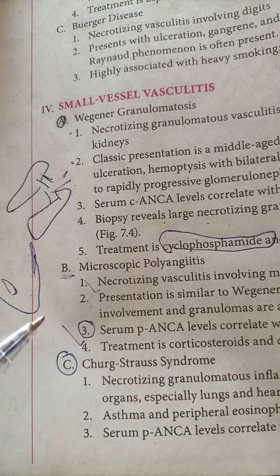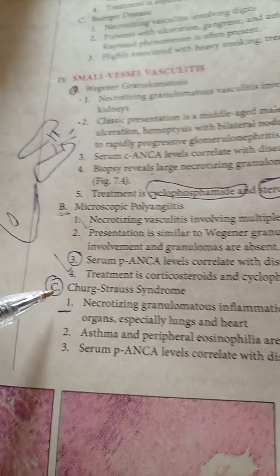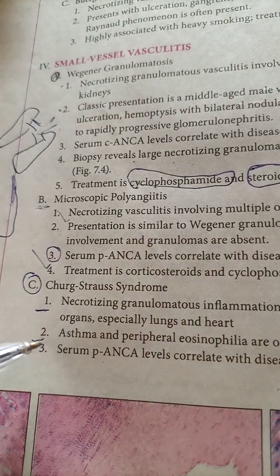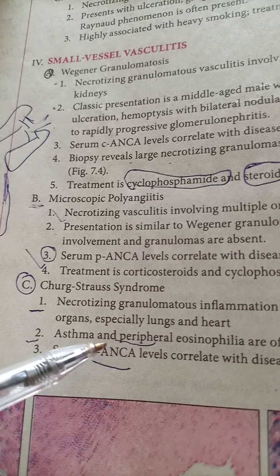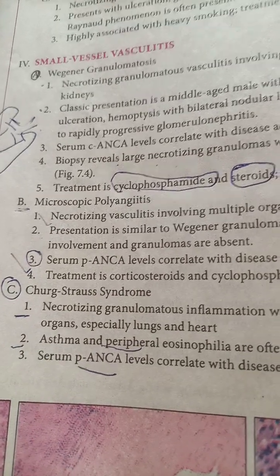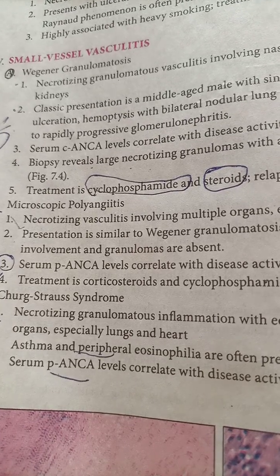Last one is Churg-Strauss syndrome. It is a necrotizing granulomatous inflammatory disease with asthma. The patient will have eosinophilia, and serum P-ANCA level will be increased in this vasculitis. So these are the types of vasculitis. In the next video, we will look at hypertension and its types.